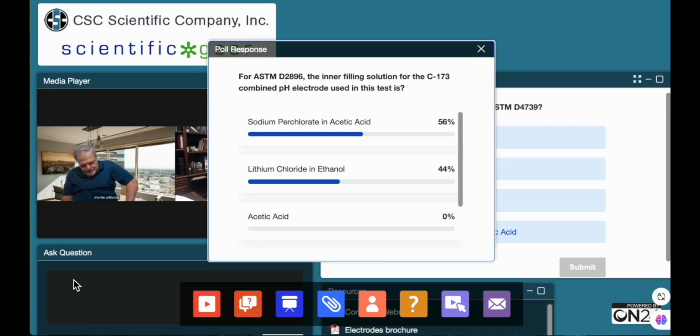Okay, next question. What titrants are used for ASTM 4739? KOH and IPA, HCl and IPA, HClO4 and acetic acid, or D, sodium acetate and acetic acid. This should be pretty easy. One more question after this one, folks, and we will have finished. What is the titrant that you're using for ASTM D4739?